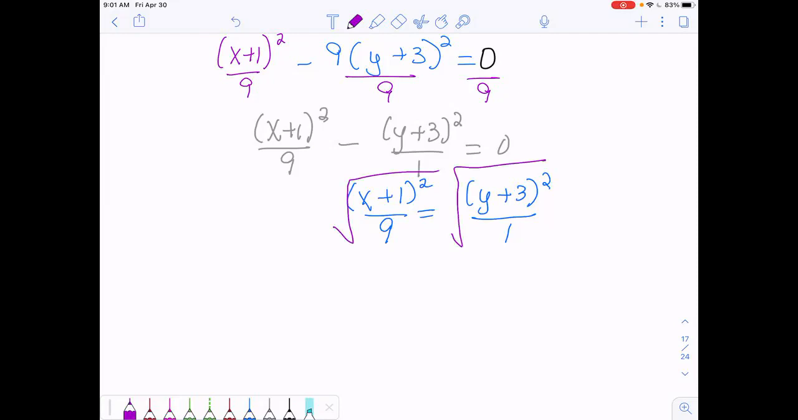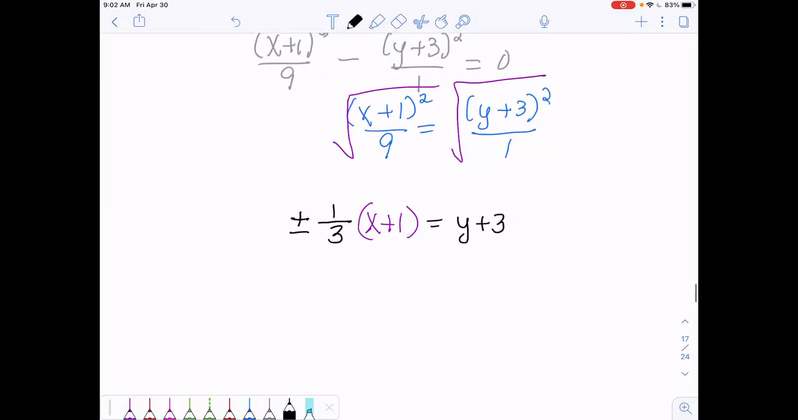And if you do that, you end up with x plus 1, still a quantity being divided by 9. Or I'm going to say it's a quantity being multiplied by 1/3, not divided by 9, because you have to take the square root. And because you took the square root, that 1/3 is a plus or minus 1/3. On the other side, you have the square root of y plus 3 squared. Well, that's just going to become y plus 3. And then the square root of 1 is just 1. So if you take the square root of both sides and then solve for y, you get -3 plus or minus 1/3, and then x plus 1.